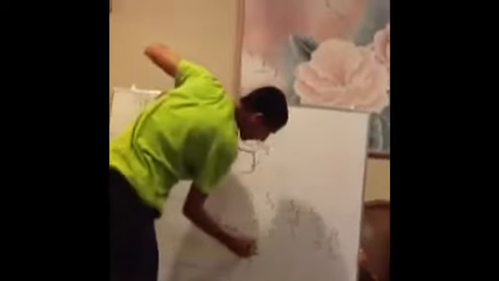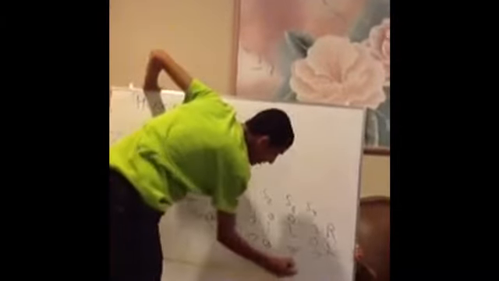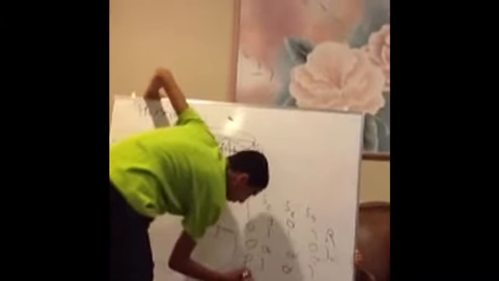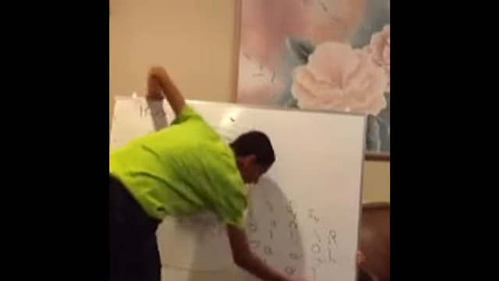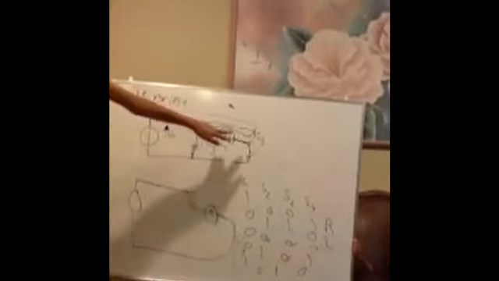Now, free roaming would be 0, 0, 0, 0. None of them are open. Brake is 0, 1, 0, 1, and then 1, 0, 1, 0. S3 and S4 cannot be open, or S1 and S2. They cannot be open together. That is the rule of the H-bridge.